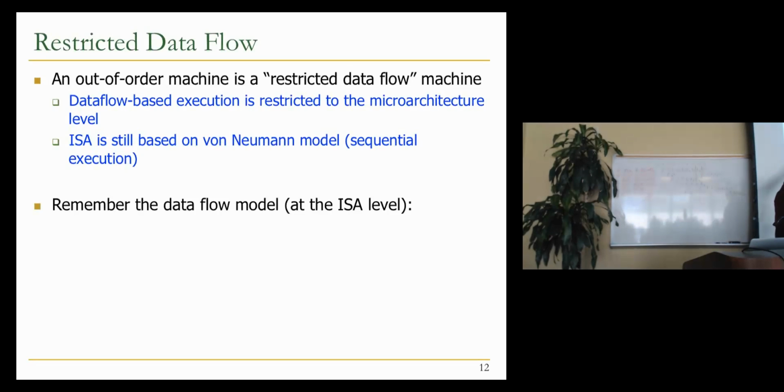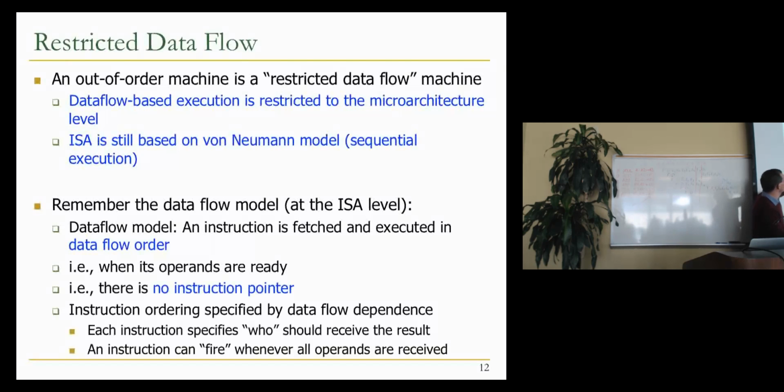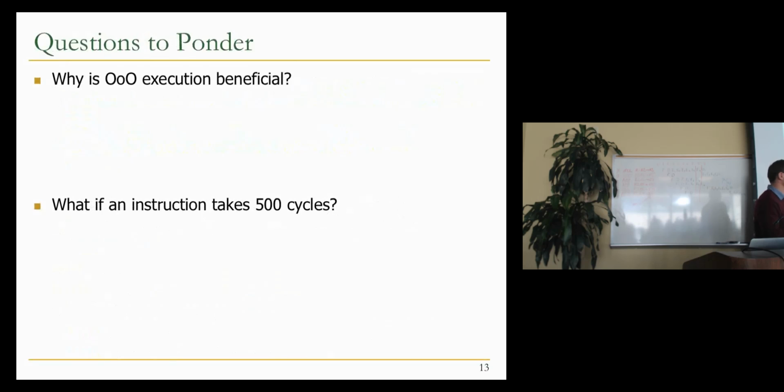And the ISA is still based on the one-to-one model. Remember the data flow model, which we'll cover later on today. In that case, an instruction is fetched and executed in data flow order, right? Here we're executing instructions, or dispatching them, in data flow order, but we're really fetching them in program order, right? That's the major difference. Okay?